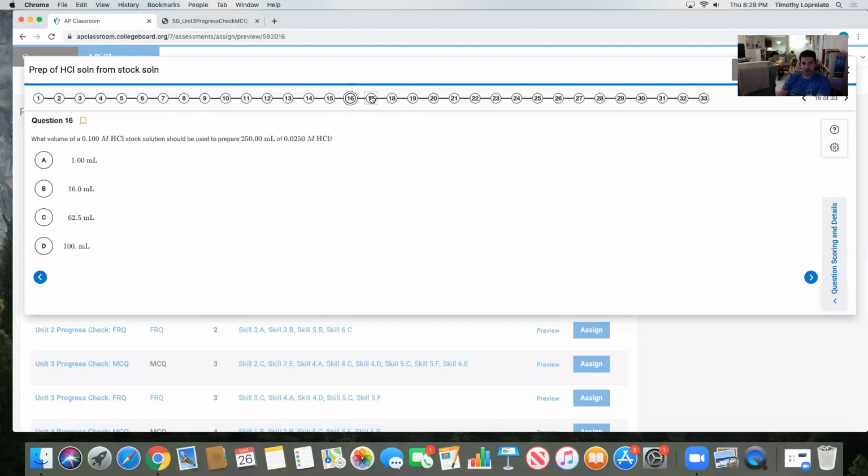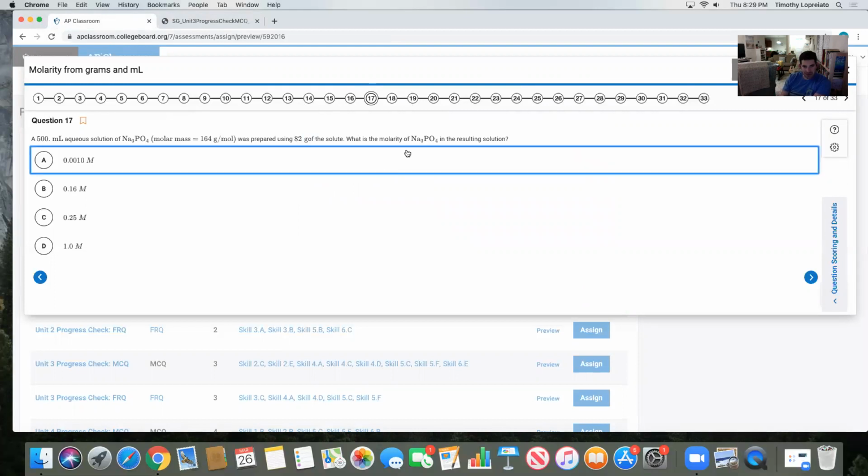All right, question 17. A 500 mL aqueous solution of Na3PO4, sodium phosphate, molar mass 164 grams per mole, was prepared using 82 grams of the solute. Look at that, looks like golf. Man, if that was my test, you guys would give me such a hard time with it. What is the molarity of Na3PO4 in the resulting solution?